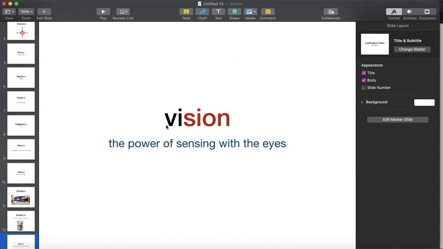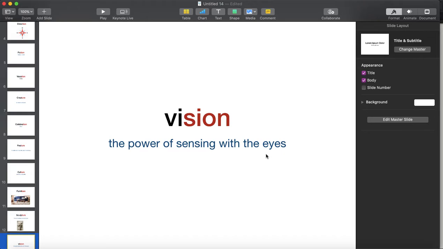Vision. Now we're done with the final syllable cher. Now we start with the jin. Vision. Now what's a vision? The power of sensing with the eye. Like a vision that you can see with your eyes. You have a good vision, for example, you can see really well.